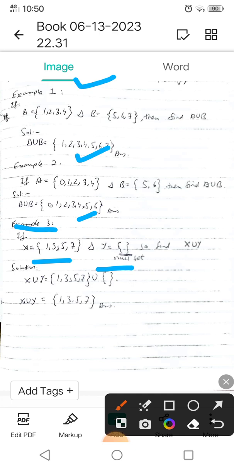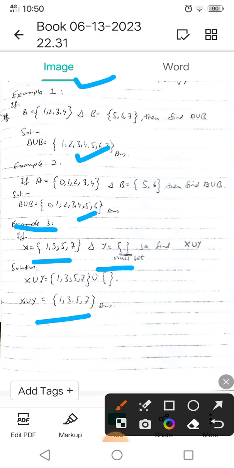So the set that has no members is called a null set. Okay, so in this way we have the answer of this: X union Y is equal to {1, 3, 5, 7}, because the set Y has no member. So all the members of X set should be written in the answer.